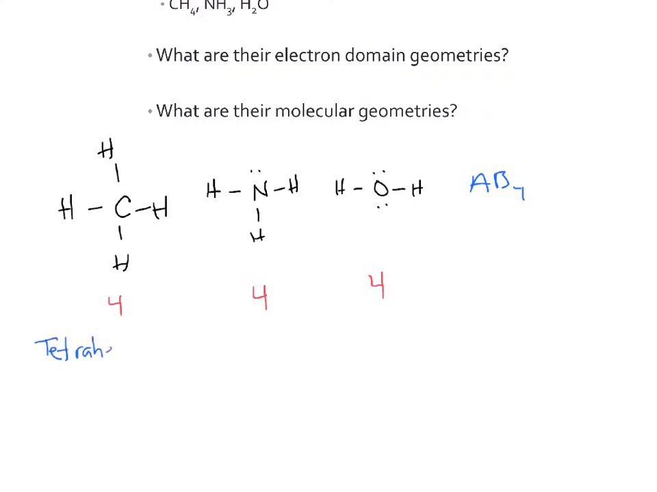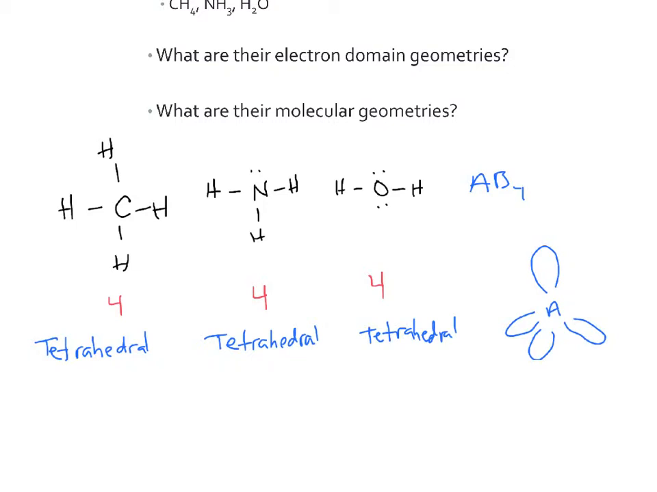All right, so every single one of these is going to be a tetrahedral electron domain geometry. If you remember from the previous video, tetrahedral had the central atom in the middle, and then it had its 4 electron domains jutting off like that with 109.5 degrees. That's just some side information.